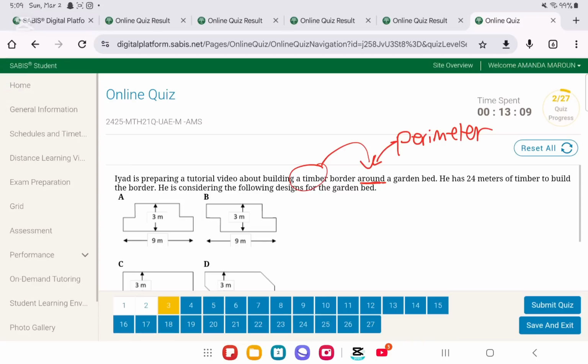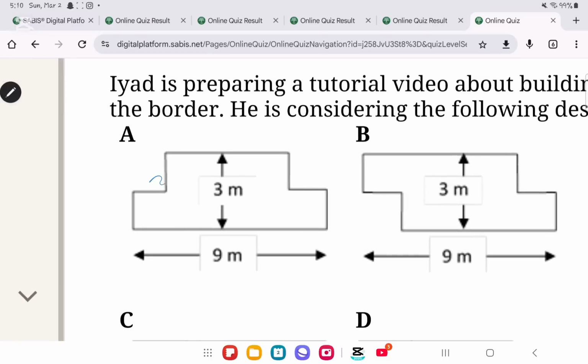So let us try to find the perimeters of everything. We know that he has 24 meters of timber to build. For this one, as you can see over here, if you don't know how much this is, we could take it that it is divided into 4 equal parts. This is how I would take it personally. So to find the value of this side, it is going to be 9 divided by 4, which is 2.25. I think I'm going to zoom in. So over here, this is 2.25. Then we have this, which is half of the 3 meters, so it is 1.5 meters.